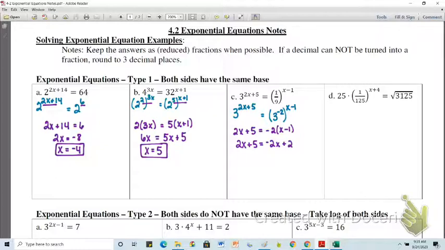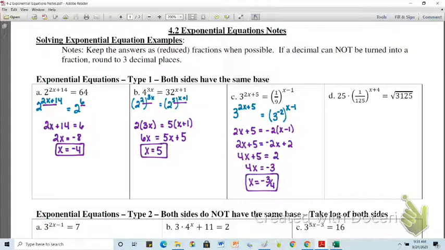I'm going to add 2x to both sides. And subtract 5. So x equals negative 3/4.